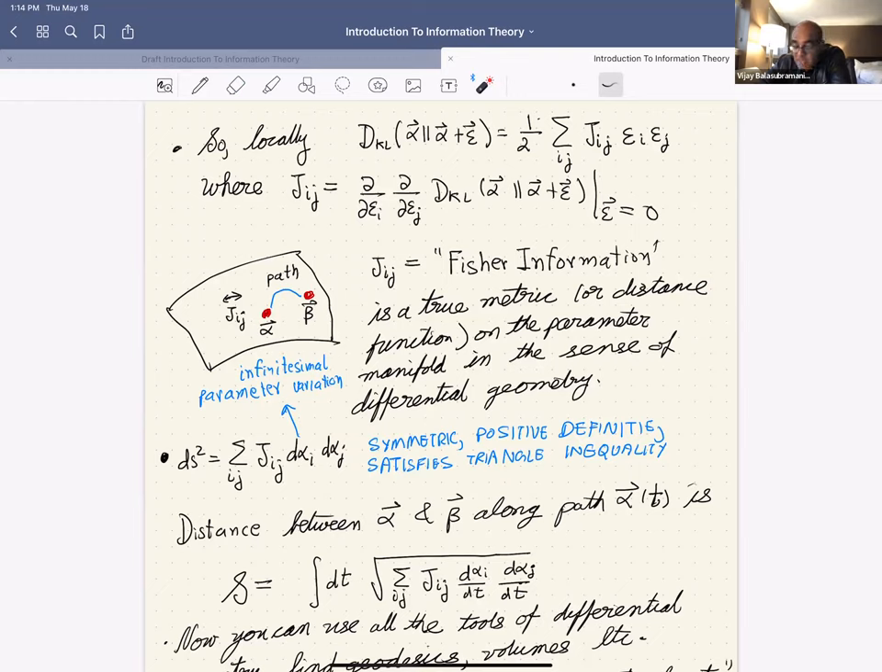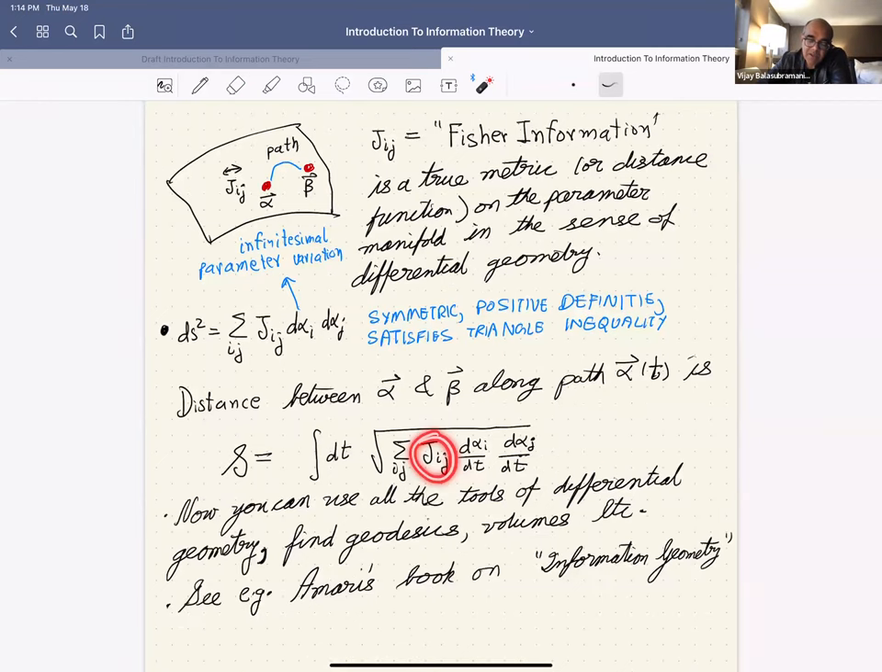So given this metric, you can define distances between probability distributions as follows. Using the methods of differential geometry, you take your metric, you multiply it by the differentials of the path you're taking between two points, then you add it up and take the square root. That's the little amount of path length in each little segment. If you integrate it up, this is the length of a path between these two points.